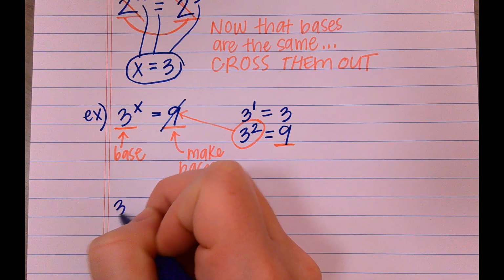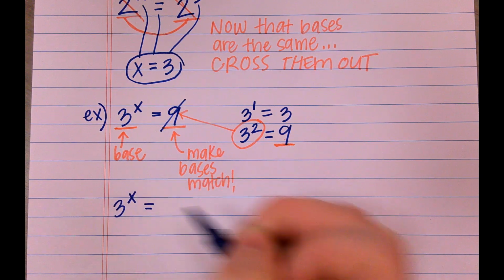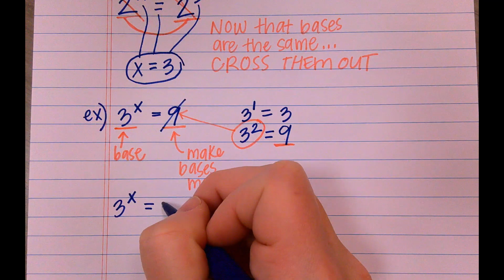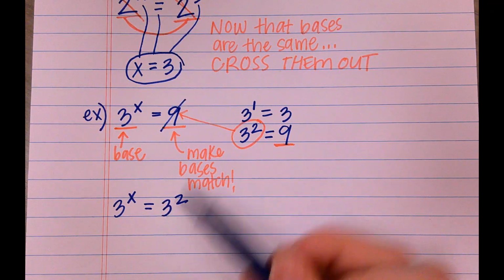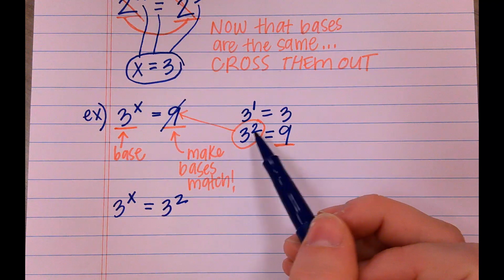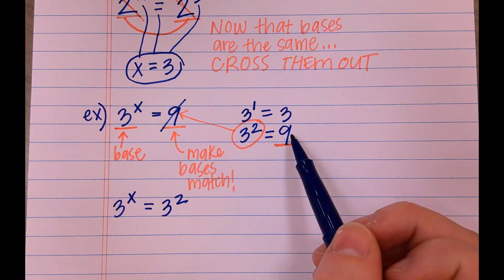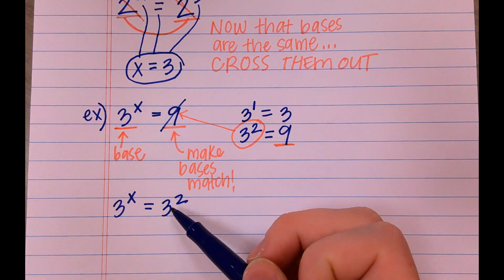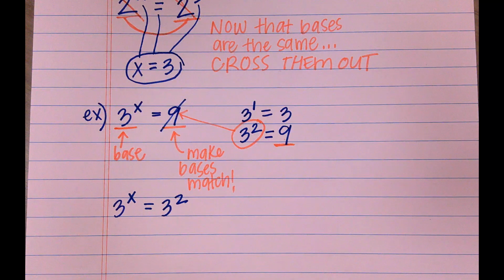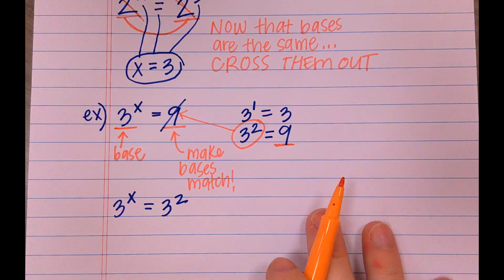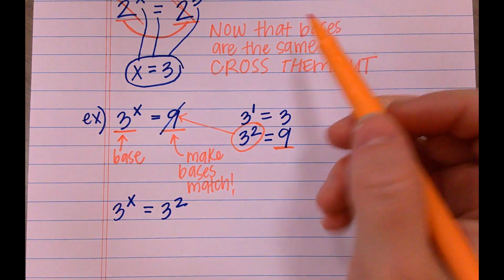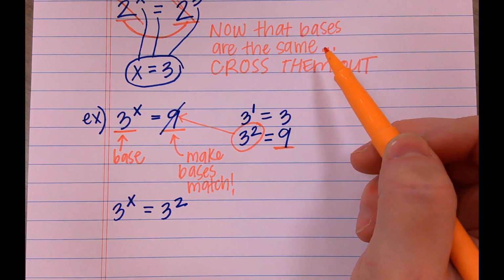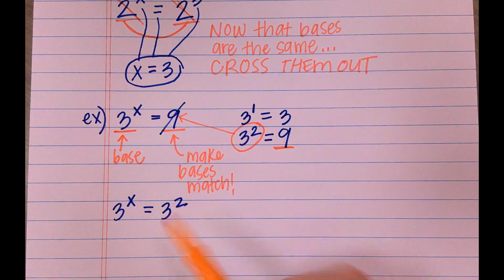3 to the x power equals 3 to the second power. And we can do that because we just said 3 to the second power is the same thing as 9. So I'm replacing 9 with 3 to the second power. And then, since the bases are now the same, we cross them out.